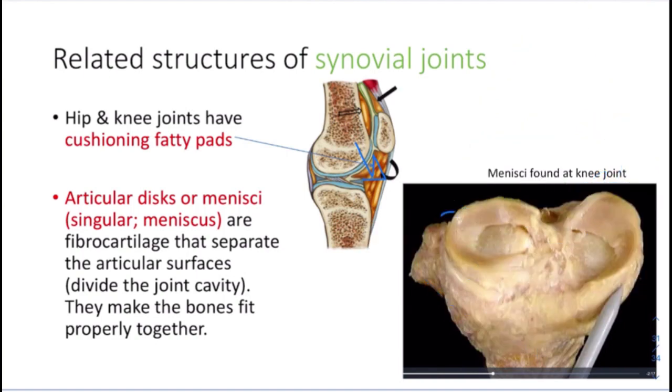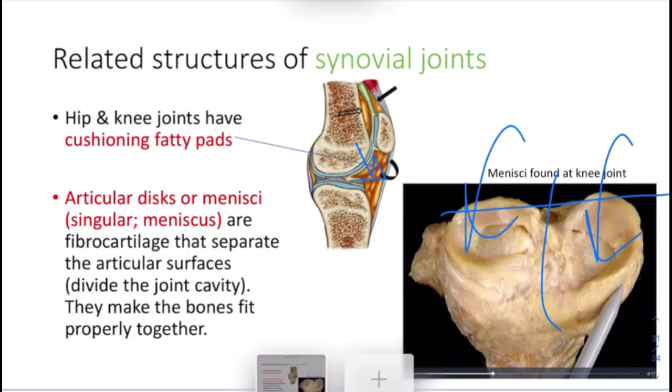And they divide the joint cavity. So the joint cavity is here. The menisci divide the joint cavity this way. So you have this side and this side. And finally, they make the bones fit properly together. That's the function of the menisci. They allow proper articulation of the bones.